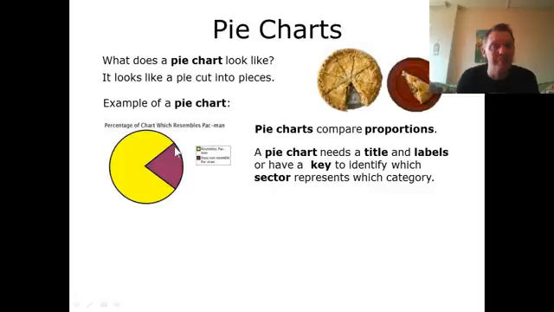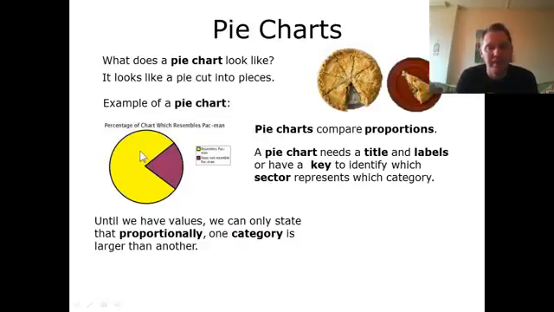That's all that they compare unless we've got any data in there. Anytime that we're creating a pie chart, we need to make sure that we've got a title. We need to have labels or a key so we know what the different sides represent. And the pie chart's got to be split into sectors. So a key bit of information is that if we've got no data on there, we can only compare the proportionality. Just literally compare the size of the different sectors.